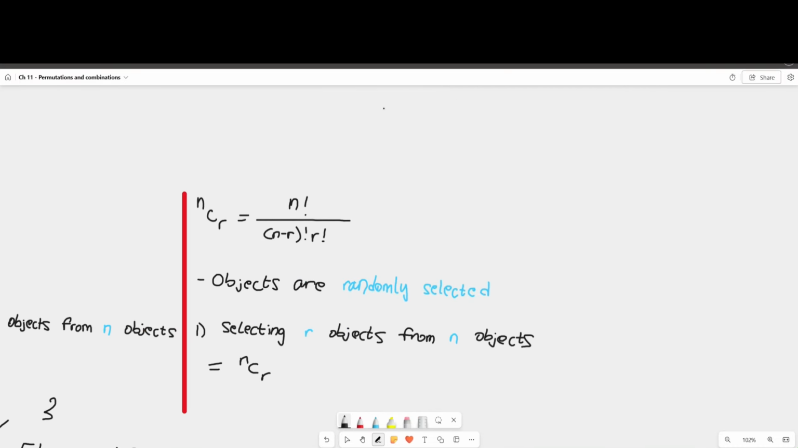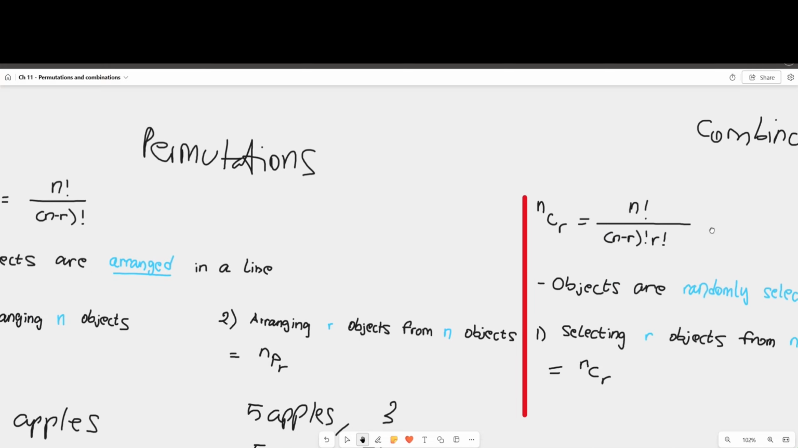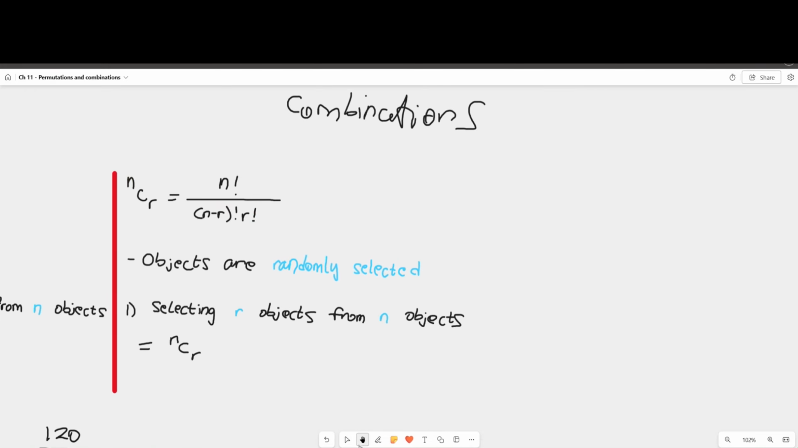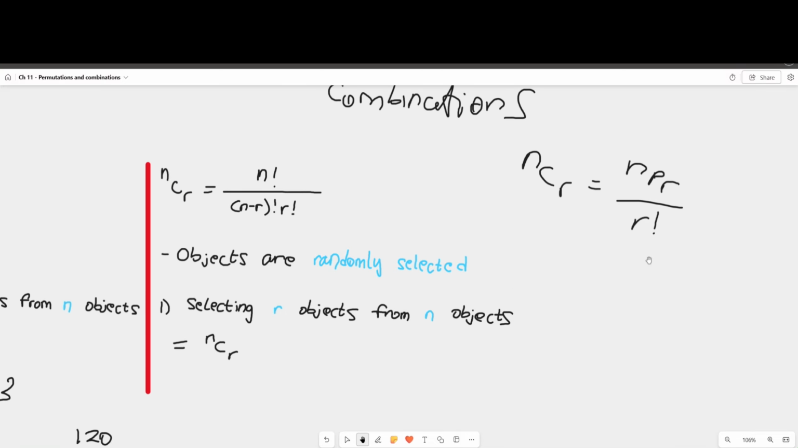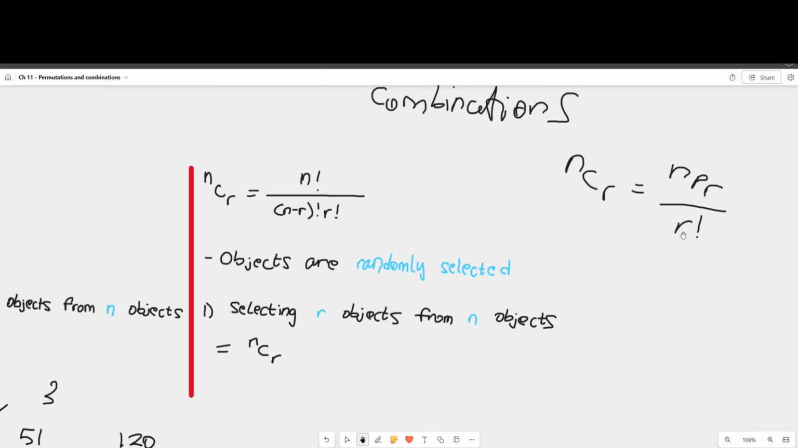Now if we come to combinations, this is the other part of the chapter. And so this is the formula. If you look at these two formulae, you can see that nCr is just nPr divided by an extra r factorial, and we'll come to why nCr is lower than nPr in just a second, obviously, because we're dividing it by an extra number.